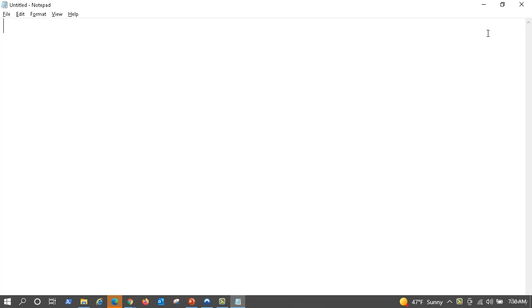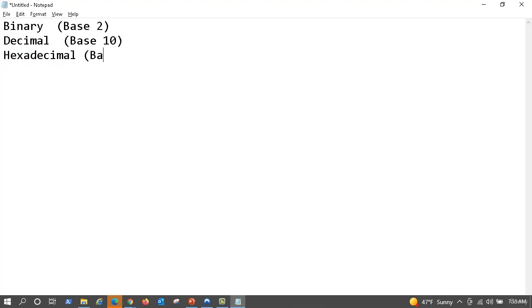In this demonstration, we're going to go through the numbering systems a little bit more in the form of a demonstration, which is sometimes a bit easier to explain. So remember, we've got three numbering systems. We've got the binary numbering system, which is a base of 2. We have the decimal numbering system, which is a base of 10. And then we have the hexadecimal, which is a base of 16. I want to draw that out.